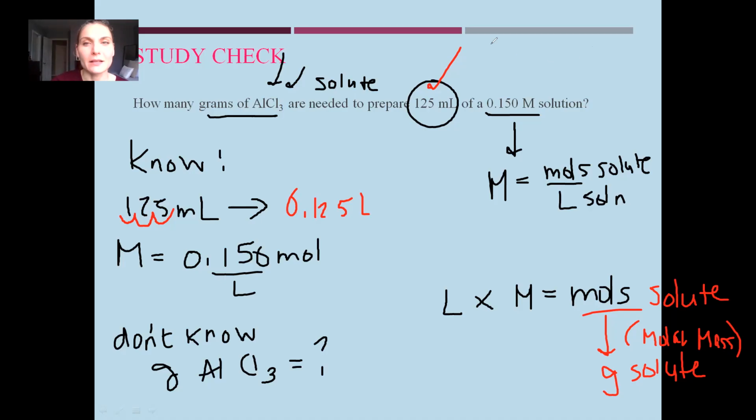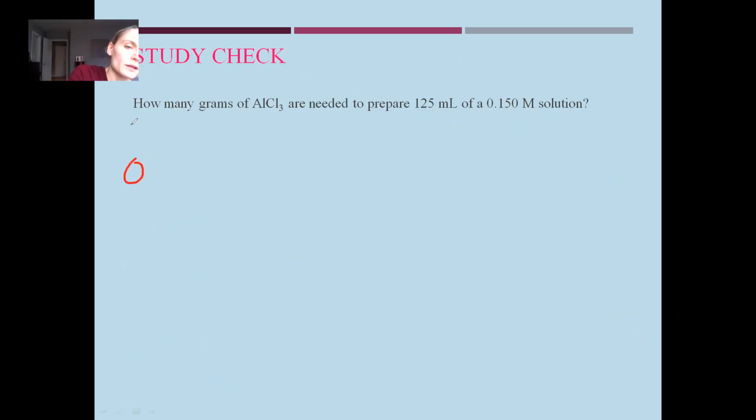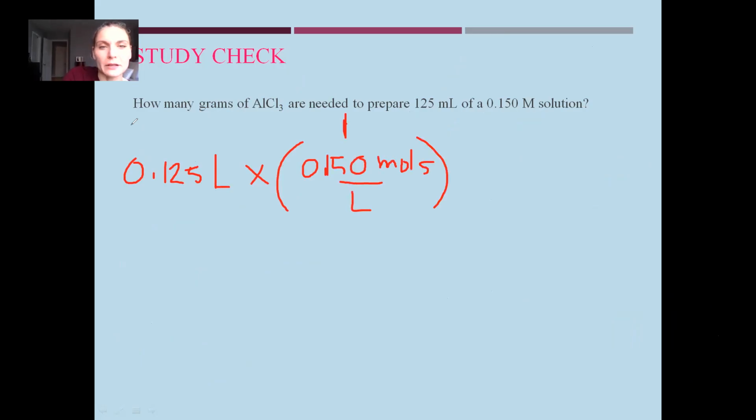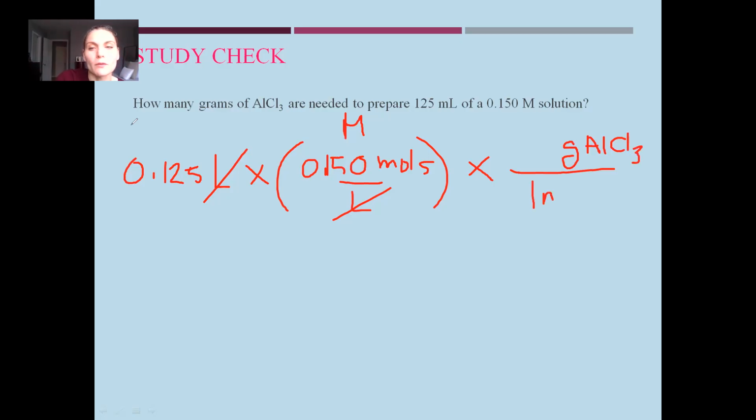So let's go ahead and clear this really quickly so that we have a little bit of an idea. We're going to start with 0.125 liters and multiply it by 0.150 moles over liters. That's our molarity. Liters cancel out, and now I have moles of AlCl3. And now I can multiply by the molar mass in order to get to grams. So I need to know how many grams of AlCl3 I have over 1 mole.